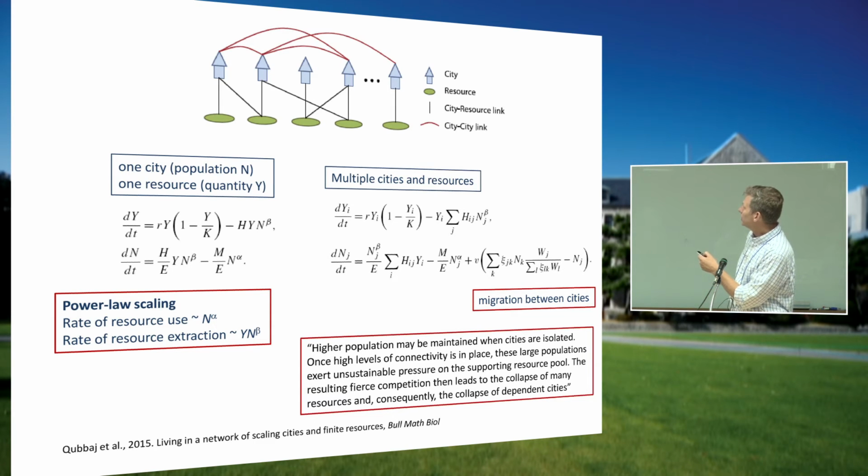Here you can see cities and resources. It's very generalized, but I would think of it as like an aquifer or a river and getting their water, or whatever the resource is that supports the city. And what they did is a network of cities and a network of resources. And how would I do the competition? Well, they just did a Lotka-Volterra, right? A predator-prey type of model.